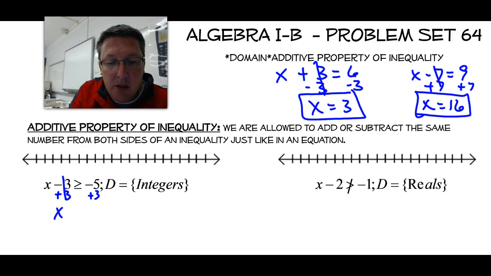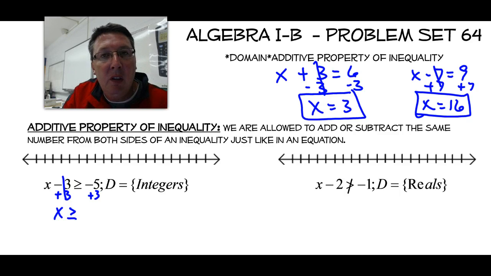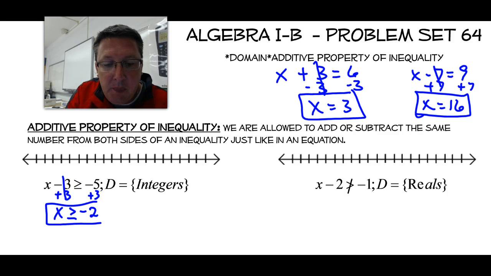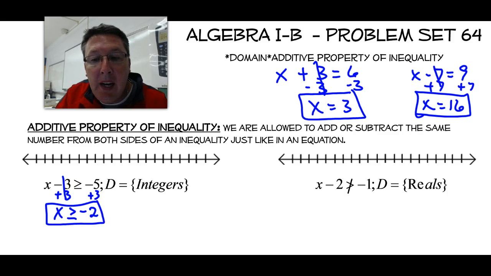Nothing's changed. This symbol stays greater than or equal to. -5 plus 3 is -2. So here's my solution, and now we're going to be asked to put this on a number line. Whenever you do this, the very first thing you should do is look at your domain and tell, are we going to dot or are we going to shade?